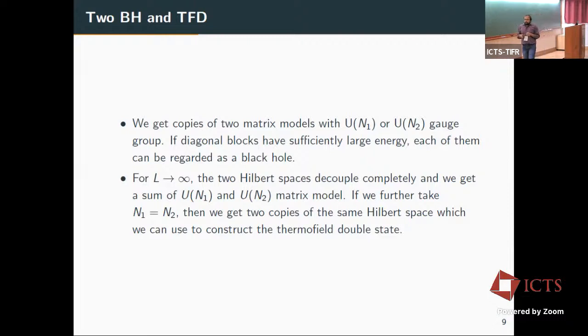Now, when we take the separation between them to infinity, then these two matrix models will completely decouple, and we'll have two copies of Hilbert spaces. If we further take N1 equals N2, the number of branes in both the stacks to be equal, then we will get a copy of the same Hilbert space, which essentially will help us to define a thermofield double state.